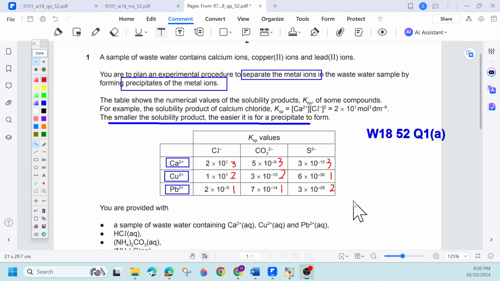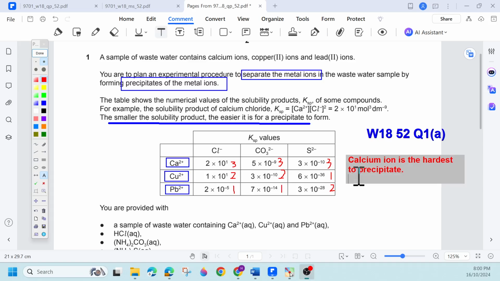Do take note of what we learned from this one. For calcium, the calcium ion is the hardest to precipitate. Please remember that, because look at this 1, 2, and 3. The 3 means it has the higher solubility product, so it is harder for the precipitate to form.